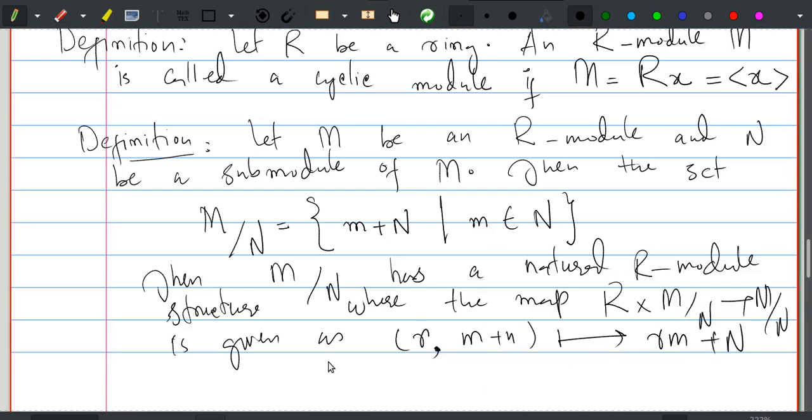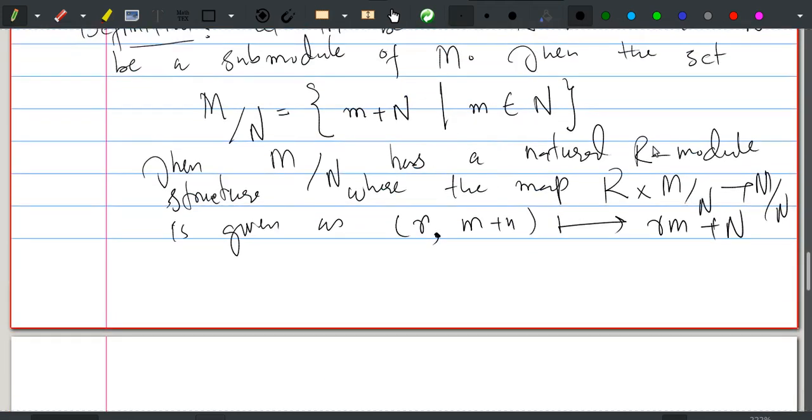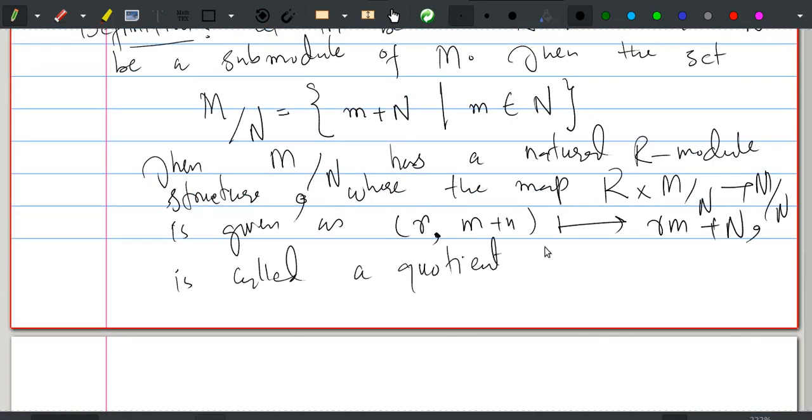This M mod N is called a quotient module. It has a natural R module structure, and it is called the quotient module of M given by N.